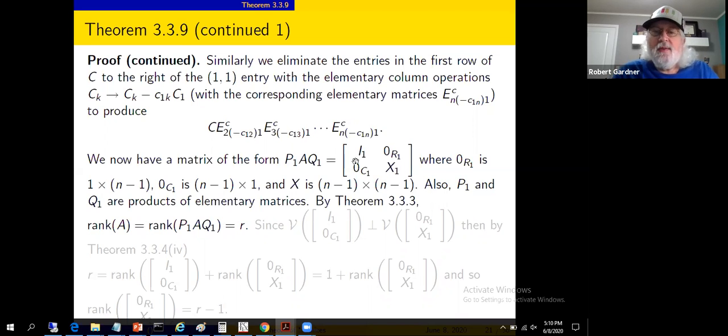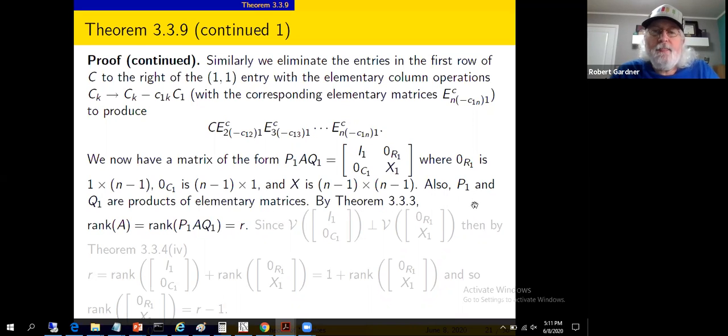All right, so this means there's a 1 here, zeros to the right, zeros below, and there's the rest of the matrix. It's been jumbled around. I guess no arithmetic has been done down here yet. But X then is an n-1 by n-1 minor matrix of this particular matrix. Yeah, P1 and Q1, these are products of elementary matrices.